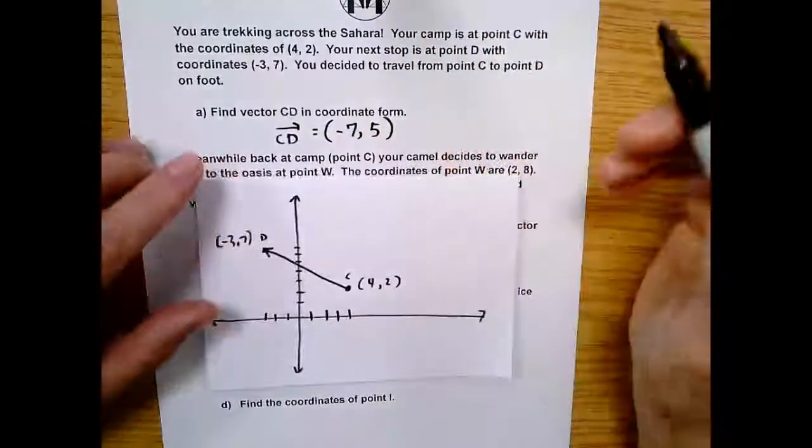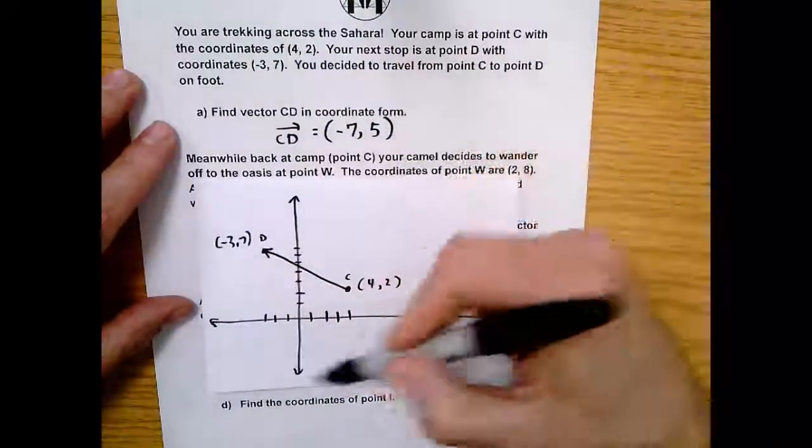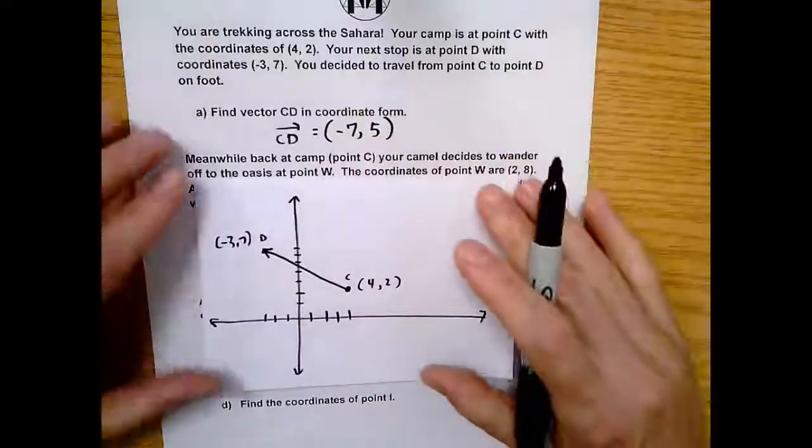Again, in coordinate form, this is saying if you're at C, how do you get to D? I go back 7 and up 5, and there's a visual representation. Okay, question A is in the bag.